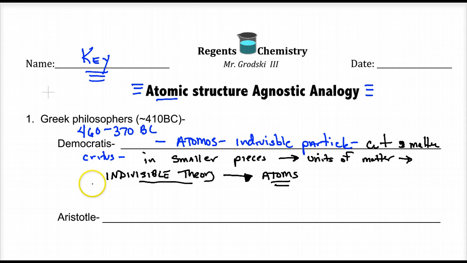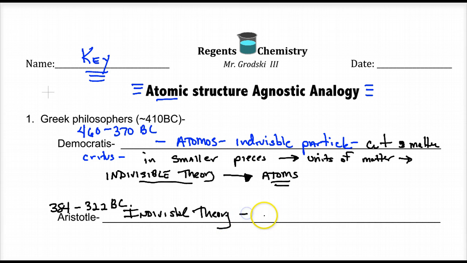Okay, Aristotle came a little later, not that much later. I believe he is 384 to 322 BC. Kind of weird. Back then, time was going backwards. Not actually, it's just that from before Christ we started counting that way. But Aristotle believed in the continuous theory. In this theory, if you were to cut matter in half, you would eventually have just smaller and smaller pieces of matter.